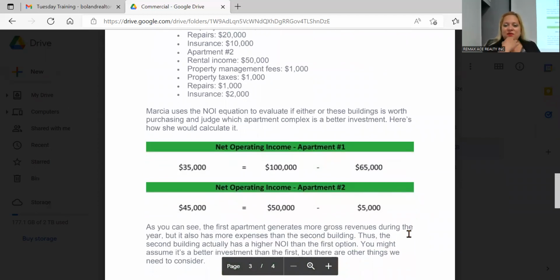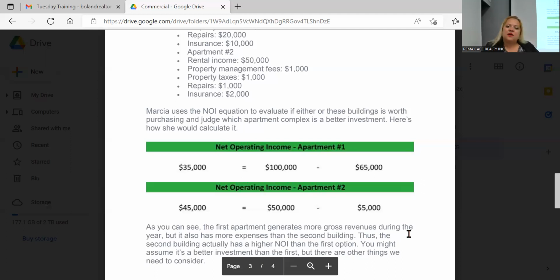So as you see, we have $100,000 income, right? And we have $65,000 worth of expenses, which gives us $35,000. Apartment 2, you hear that the rents are not as much. It's $50,000, half the amount that apartment 1 is making. But maybe apartment 2 is newer and it doesn't have as many repairs happening to it.